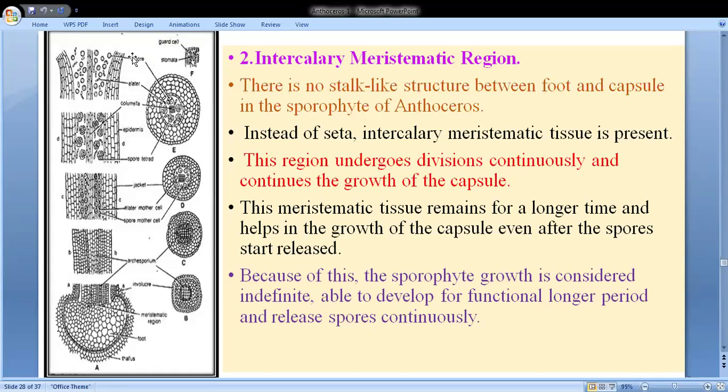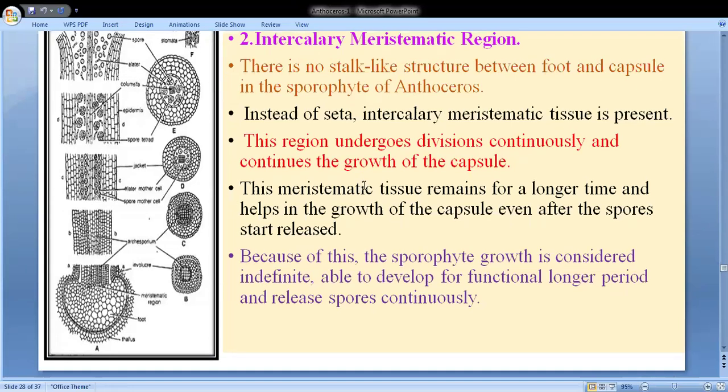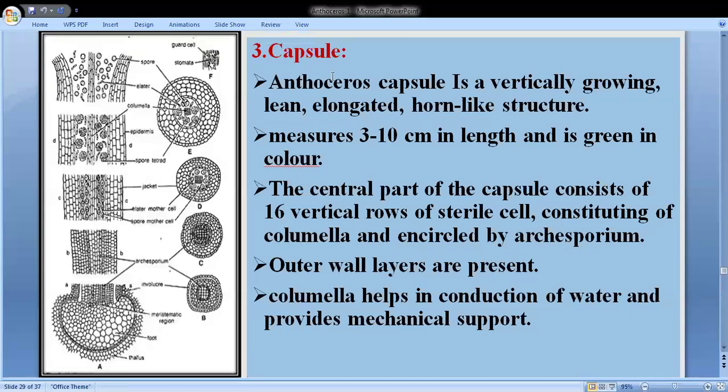See here, this is a spore. This is an elater. Pseudo-elaters are present in Anthoceros. So next one is the capsule. This capsule is a vertically growing, lean, elongated, horn-like structure, measures 3 to 10 centimeters in length and is green in color. The central part of the capsule consists of vertical rows. See here, vertical rows in the middle of the sporophyte. This totally we call the capsule. This is the meristematic tissue, this is the bulbous foot, and this is the capsule.